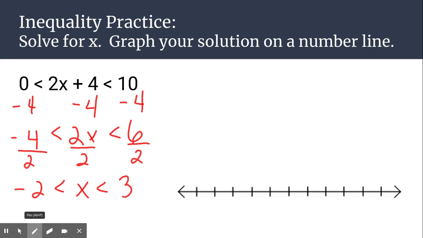So on my number line, I'll start out, I'll go -4, -3, -2, -1, 0, 1, 2, 3, 4, 5, and 6.